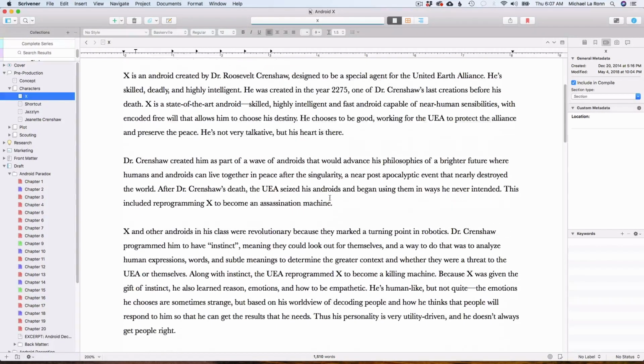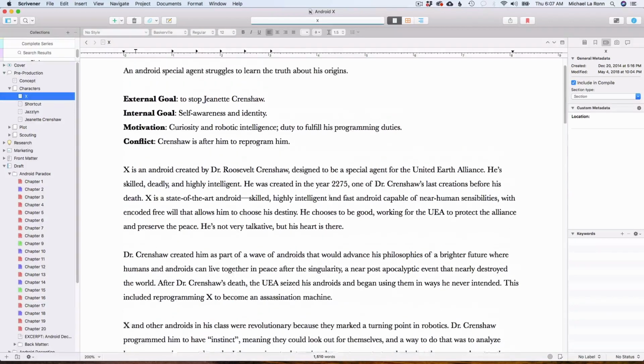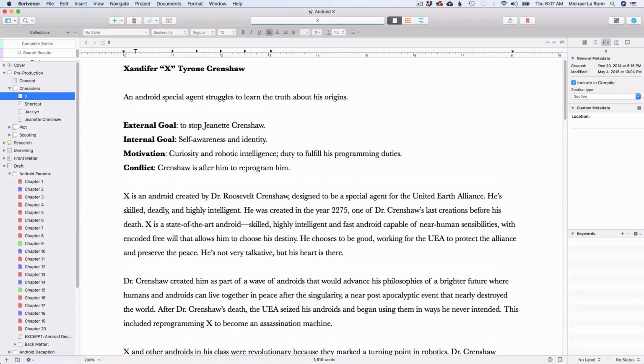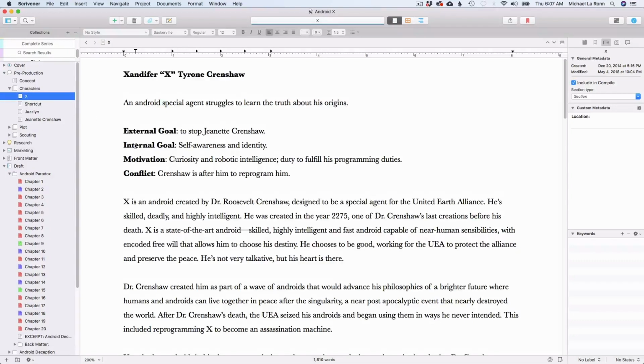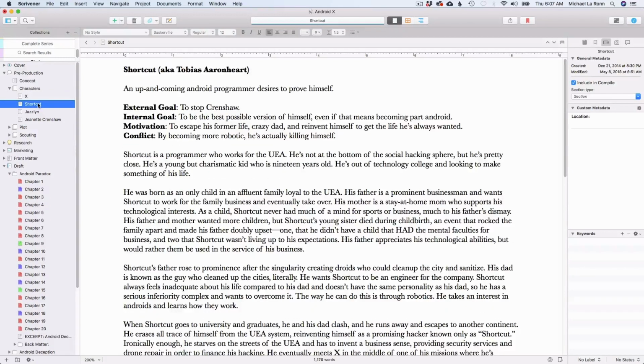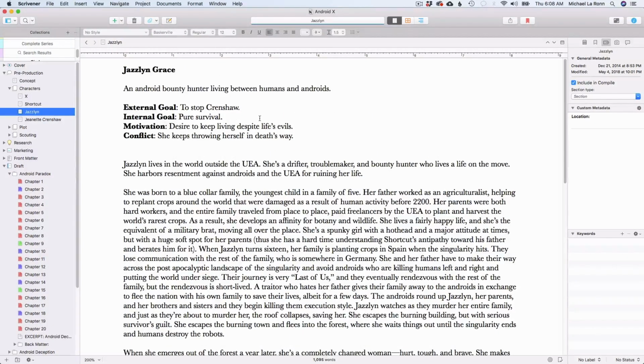This one is a little bit longer. It was about 1,500 words. I explored this quite a bit. And you can do this, and I did this with all of my main characters in the series. So I've got an android special agent who struggles to learn the truth about his origins, and did some free writing on him. I've got Shortcut, his sidekick, who's an up-and-coming android programmer who desires to prove himself. And then Jaslyn, an android bounty hunter living between humans and androids. And I did the same thing for her, and then I did the same thing for my villain. I write sketches about their history, their background, anything that I think is important in their past that I could potentially use in the novel when I'm outlining.